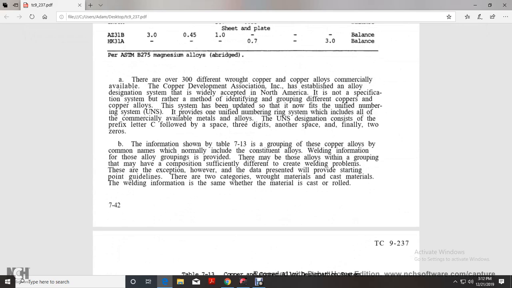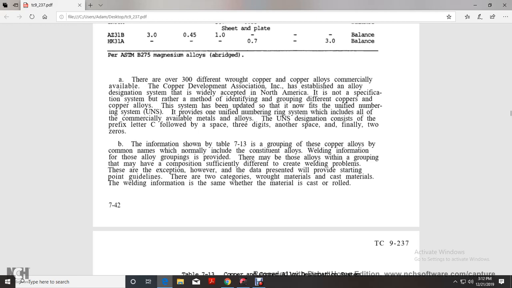There are over 300 different wrought copper and copper alloys commercially available. The Copper Development Association Incorporated established a designation system widely accepted in North America. It is not a specification system, but rather a method of identifying and grouping different copper and copper alloys. The system has been updated so it now fits in the Unified Numbering System, which includes all of the commercially available metal alloys.